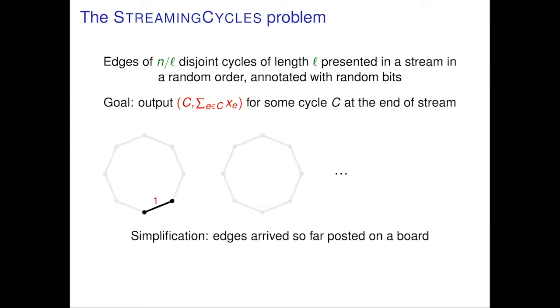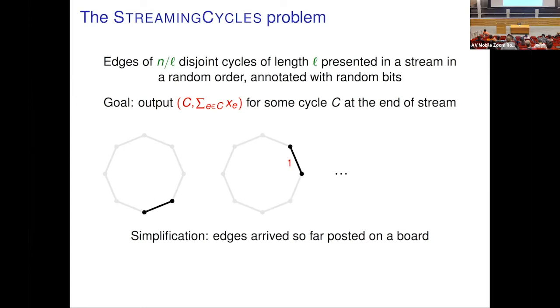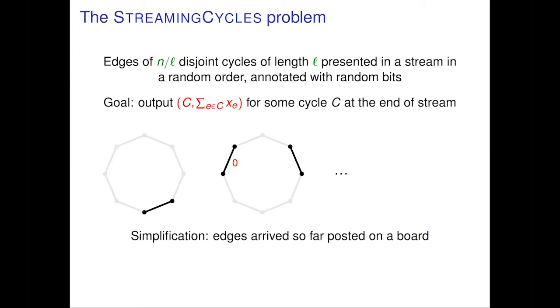Good. So here's an example. Maybe this edge arrives first with a bit of 1 written on it. Then the edge stays on the board, the bit is erased. Another edge appears, the bit written on the edge is 1. Edge stays on the board, the bit is erased. Another edge appears with a bit of 0, and this proceeds. So the structure of the cycles is essentially slowly revealed to the algorithm.